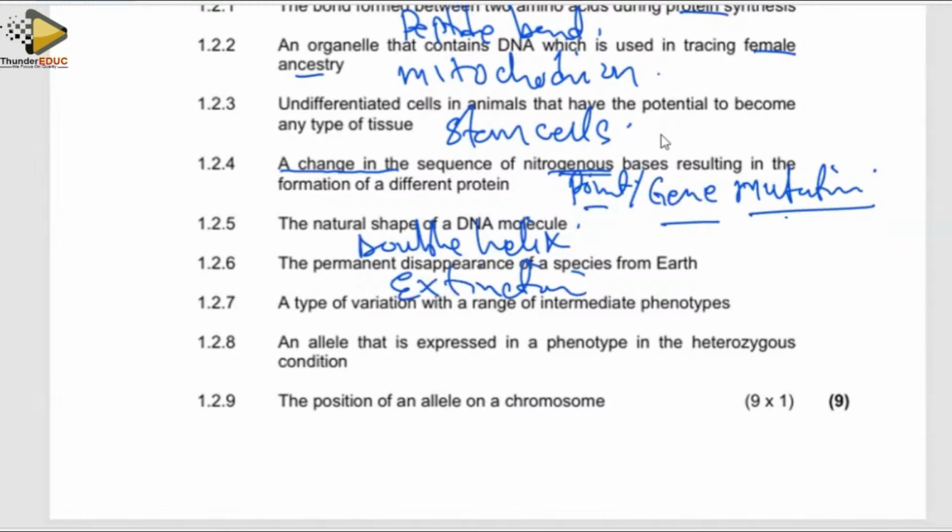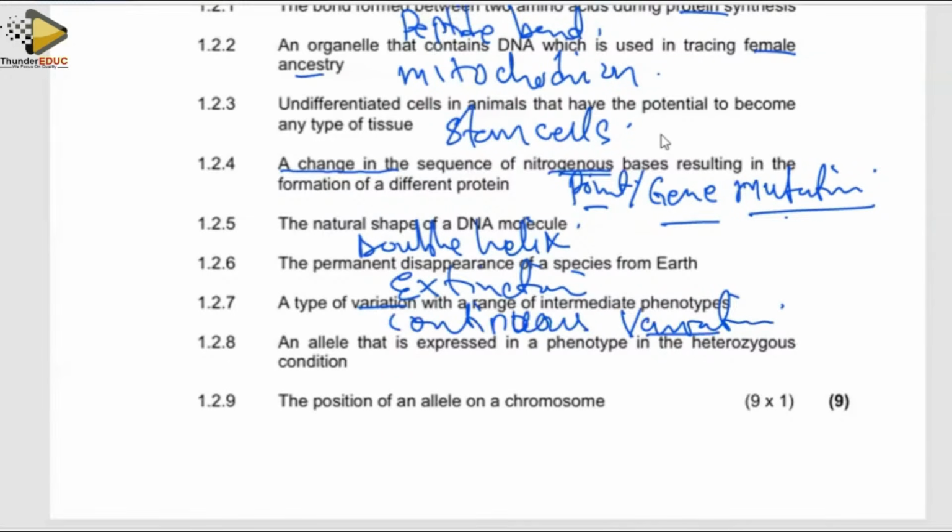Yes, the type of variation where there is a range of intermediate types. For example, if you look at the size, you have big, small, medium, extra big, or XXL. Then you have the small. So a range of phenotypes, but it's one character. So we call it continuous variation. They're saying range, so it is continuous.